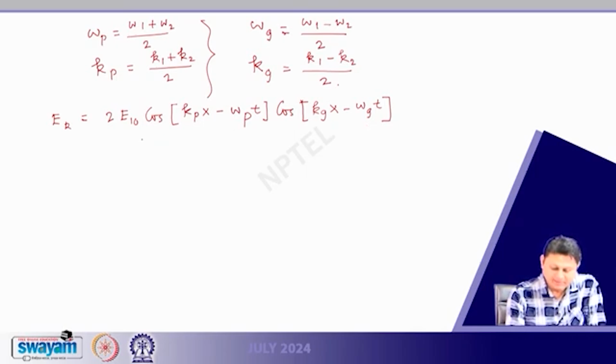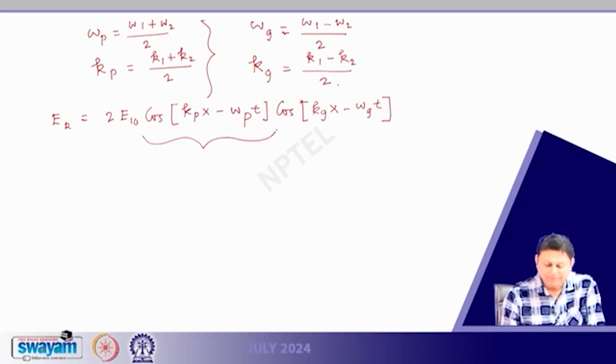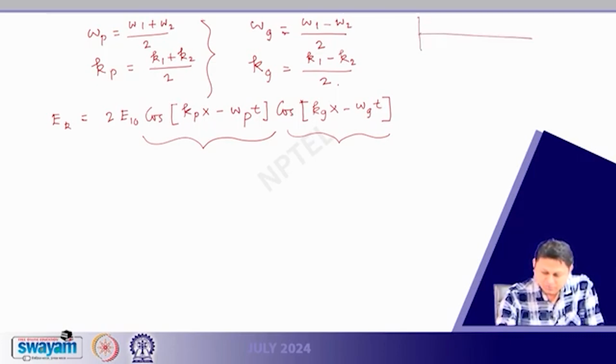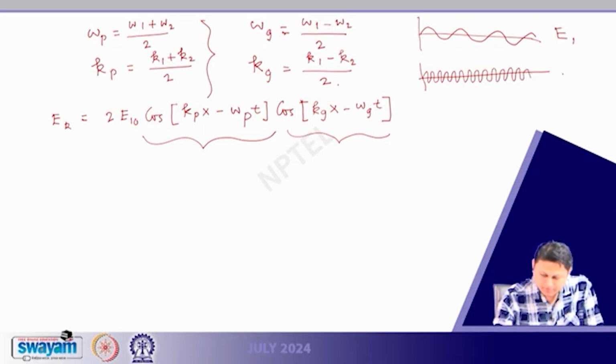Here we can see that this function, cos(kp x minus omega p t), is a propagating wave and this is also propagating. So, initially, let me picturize what we get. We have two waves with equal amplitude but different frequencies. This is my say E1, and another wave with relatively higher frequency is E2.